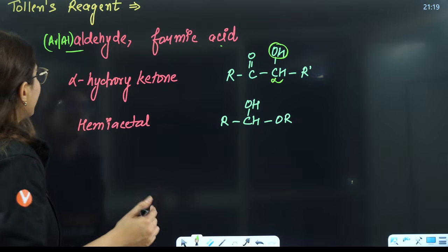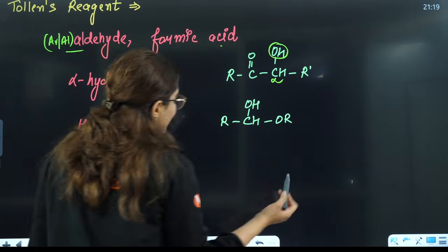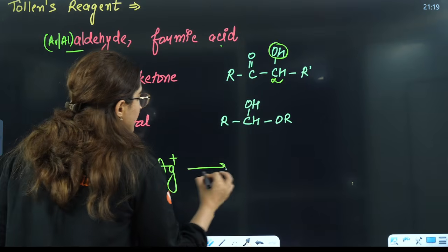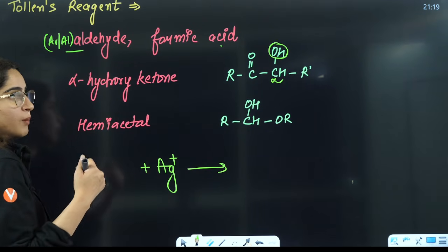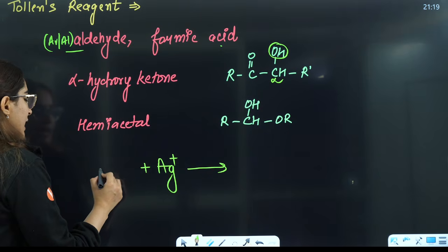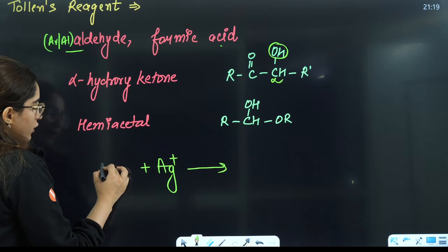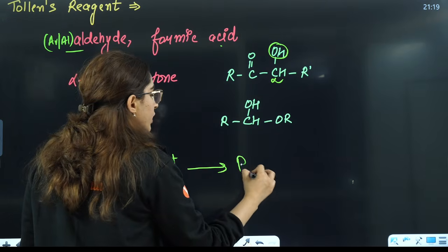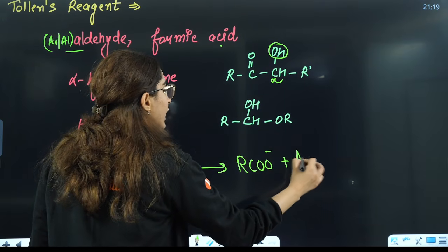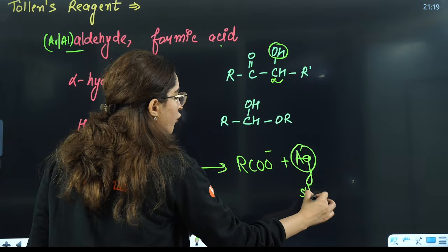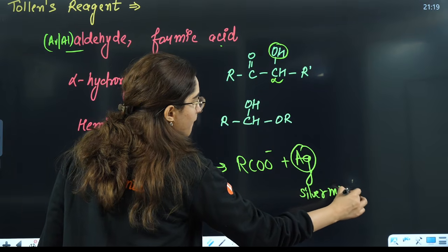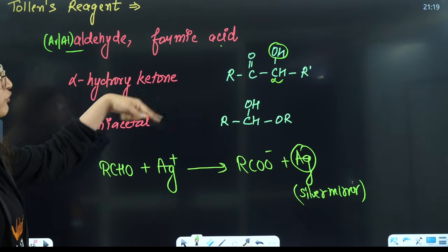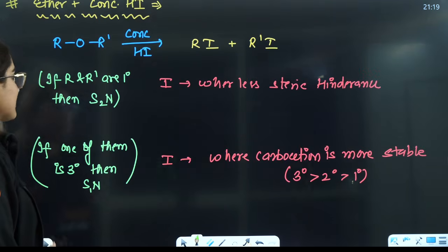And what is exactly Tollen's test? Now Tollen's test is basically Ag positive ion, right? That is from silver ammonia solution, right? And here if you have an aldehyde, or whatsoever among these you have, that will be converted to RCO negative, and here a silver mirror will be formed. You should know which of the following shows Tollen's test, right?